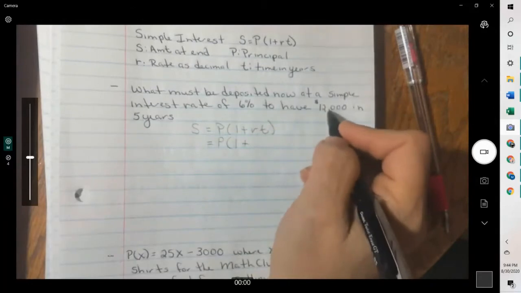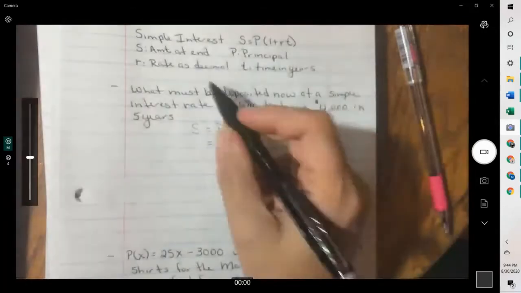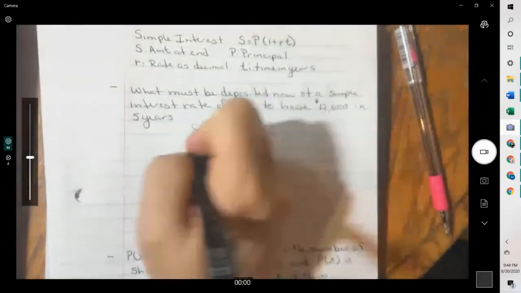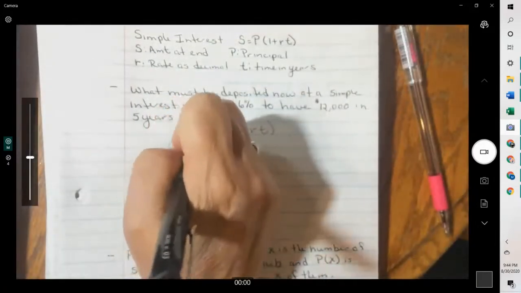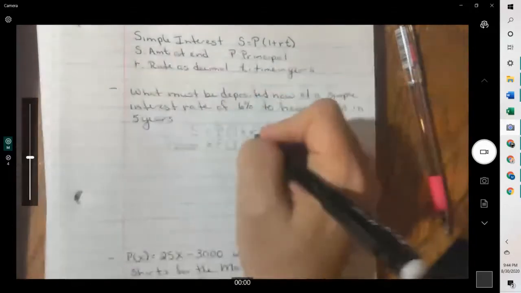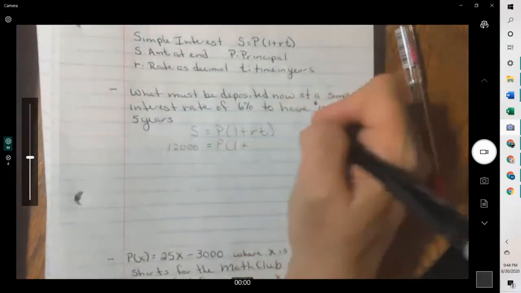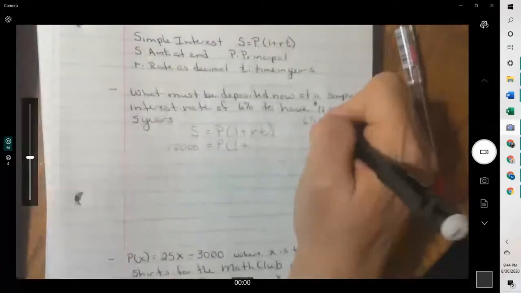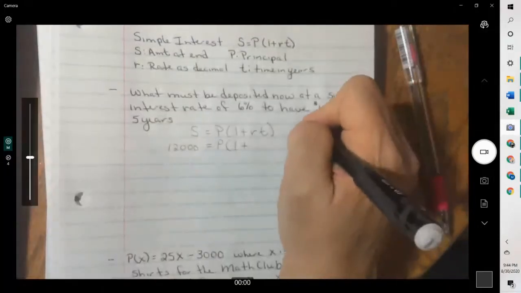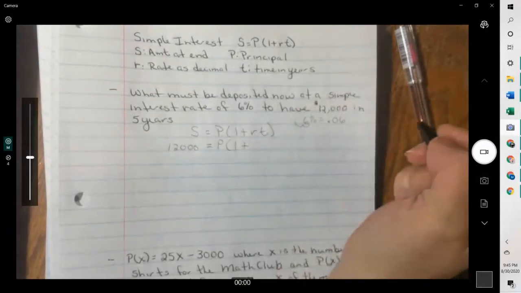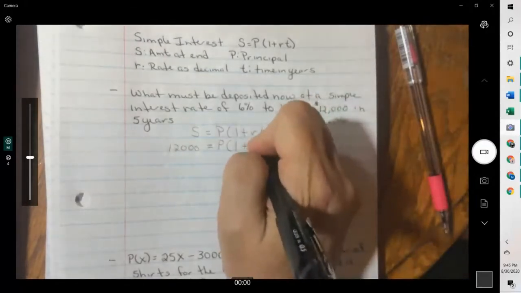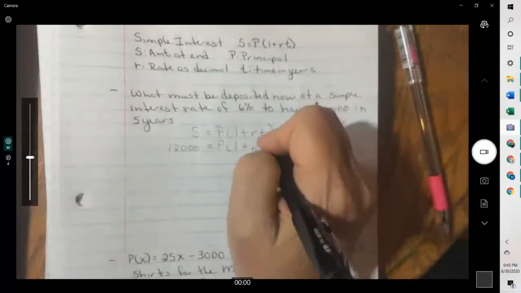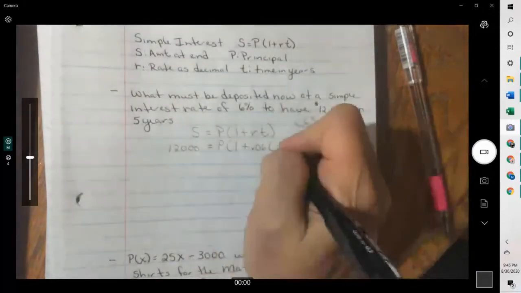$12,000 is how much we want at the end. That's the amount at the end, the future value. So that's our $12,000. Our interest rate is 6%. 6% as a decimal, 0.06. You move your decimal place over 2. Times T, which is time in years, and we said 5 years.